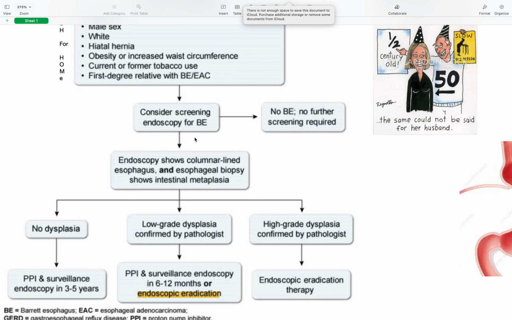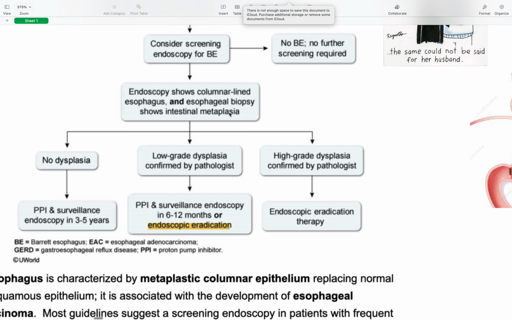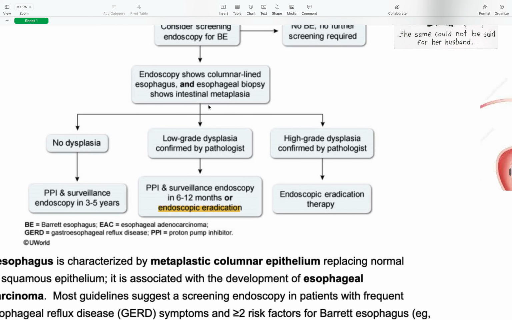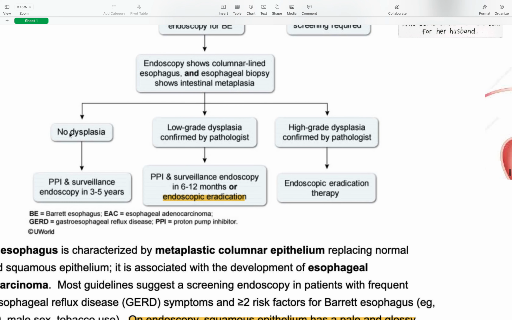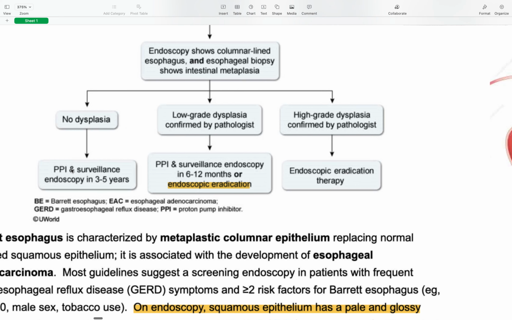Okay, so when you do a screening endoscopy for Barrett's esophagus and you find metaplasia, then you want to know if there is any dysplasia. Okay, so if there is no dysplasia, then you would do less frequent surveillance endoscopy, so every 3 to 5 years, along with proton pump inhibitors. However, if you find low grade dysplasia, then you would do the endoscopy more frequently, like every 6 to 12 months with PPI.